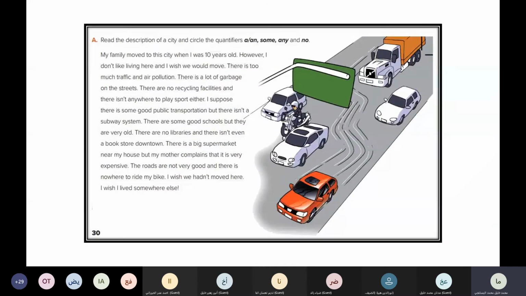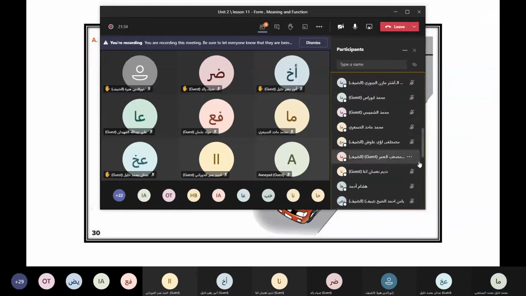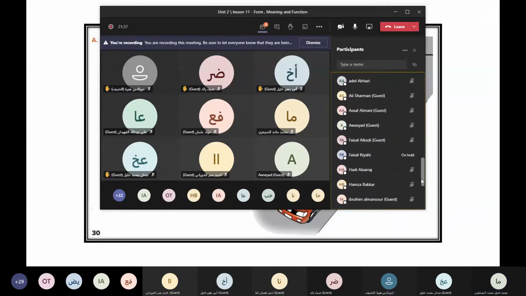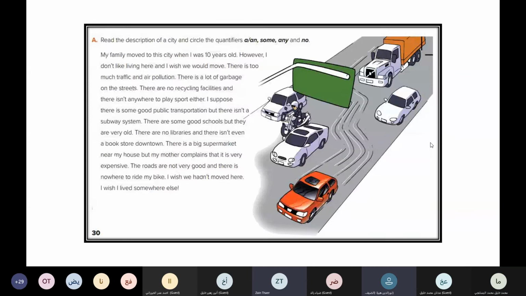Okay, let's move to the workbook. Look at your books on page 30. We need someone to read. Read the description of a city and circle the quantifiers. Are you here, Zain? Can you hear me? Yes, Zain. Yes, my microphone takes a bit to work. Do I read? Yes, go ahead.